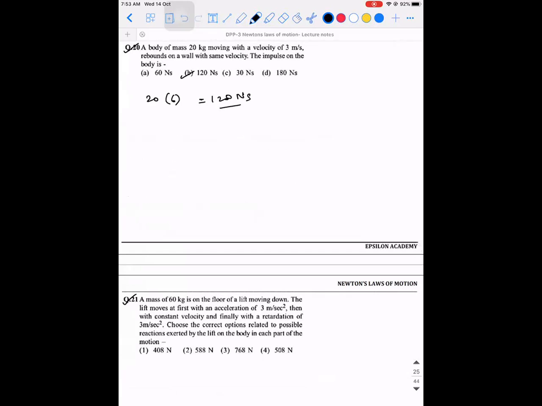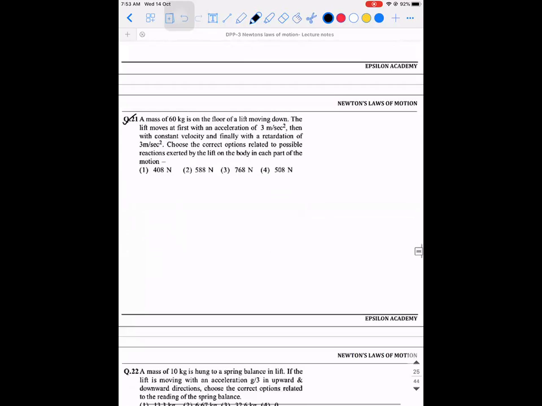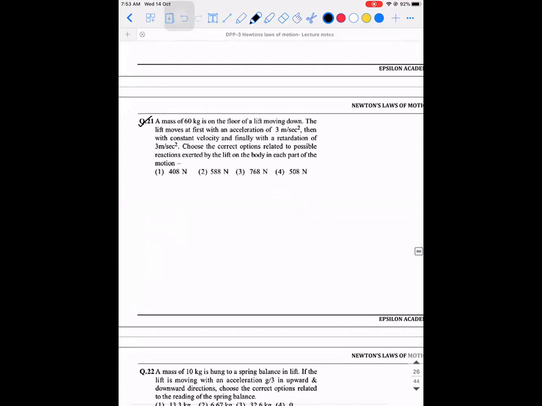Next. So I want you all to try these problems. There is a man of 60 kg on the floor of a lift moving down. The lift moves at first with an acceleration of 3 meters per second square, then with a constant velocity, and finally with a retardation of 3 meters per second square. Choose the correct options related to the possible reactions exerted by the lift on the body in each part of the motion. More than one option is correct.